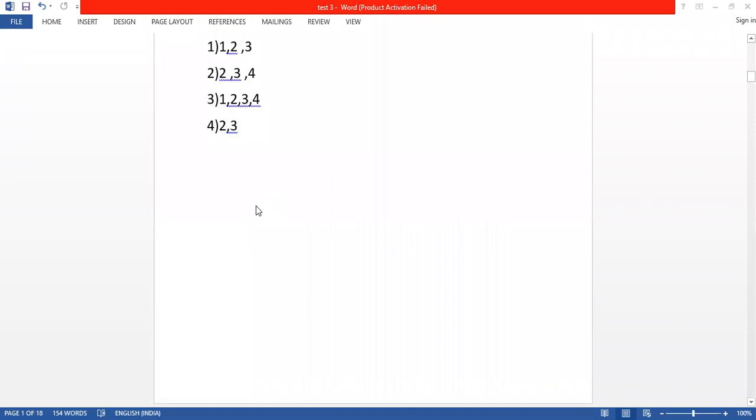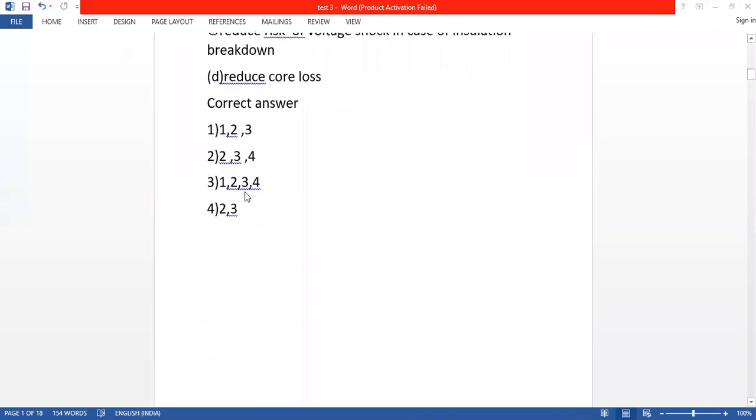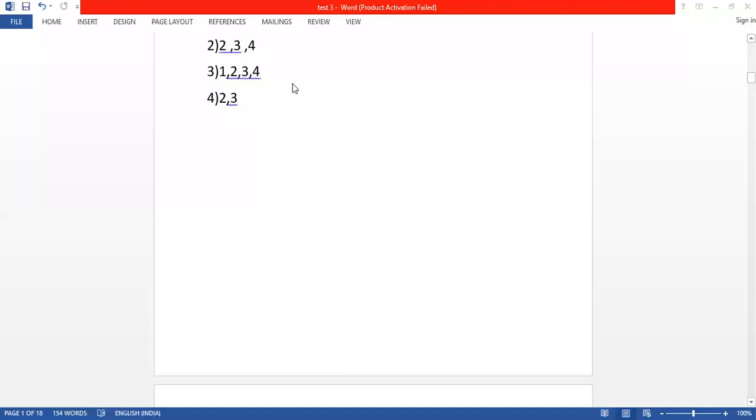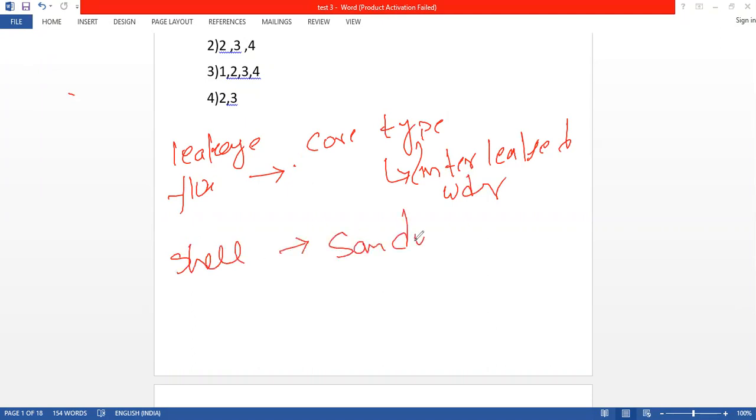See here, what is the first option telling? Reduce leakage flux. Now, how will you reduce leakage flux? Tell me, first point. How to reduce leakage flux? You know how to reduce it? If it is a core type transformer, interleaved winding. If it is a shell type transformer, sandwich type winding will reduce the leakage flux.